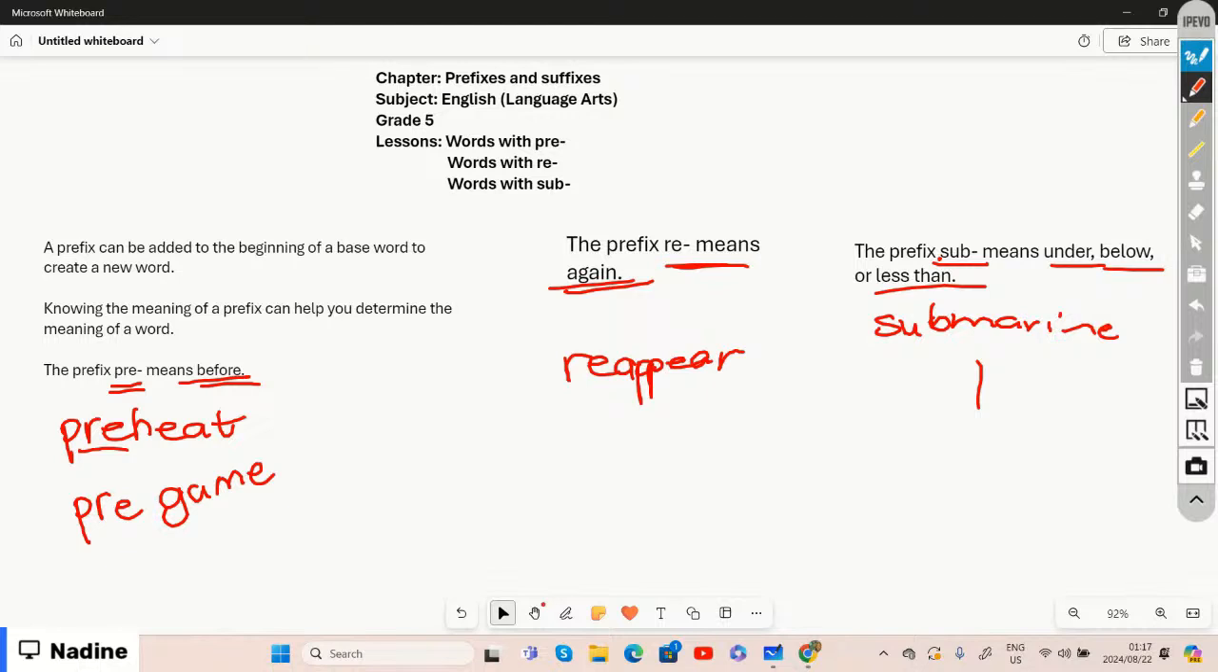All right, so this is our words on prefixes. Remember, prefixes are words that you add at the beginning of a base word to create a new word. And knowing the meaning of a prefix can help you to determine the meaning of the word. Like, for example, knowing the meaning of pre, or re, or sub.